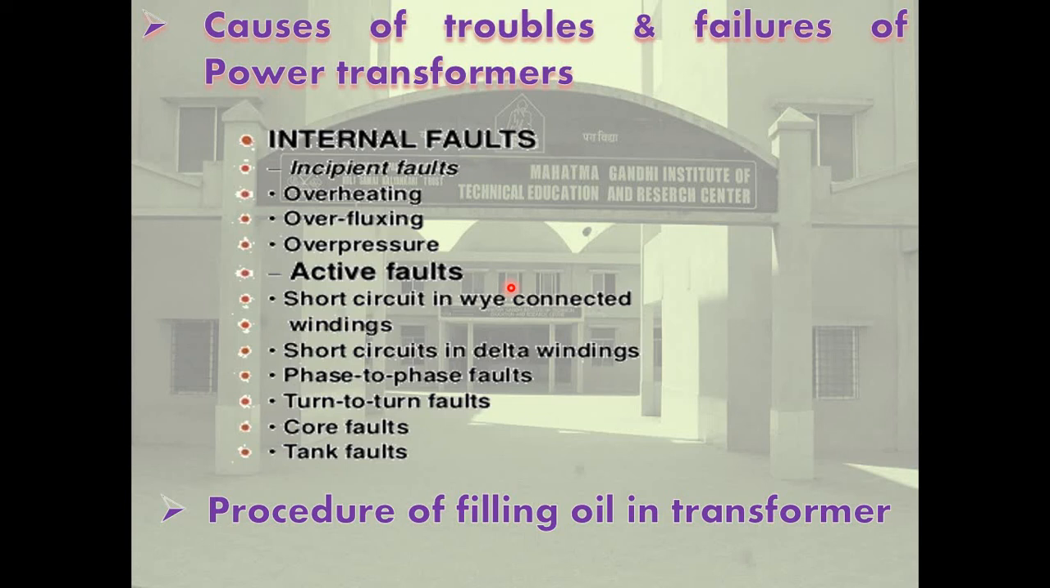Also, flux density depends upon the V by F ratio. Generator transformer gets overfluxed during the low frequency operations. Third one is external short circuit.